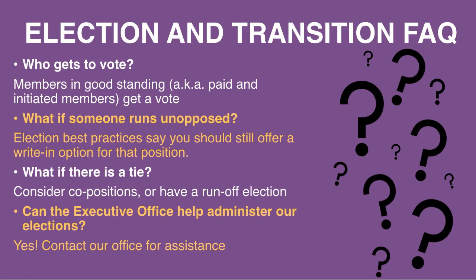Last, let's talk about a few frequently asked questions when it comes time to holding your elections and transitions. First, one of the biggest questions we get is, who gets to vote? Members in good standing are defined as paid and initiated members and should be voting in your chapter elections. If members have not yet paid the international initiation fee, then they should pay that before being permitted to vote. Please be flexible for some to join right before elections, and make sure that they are still able to do that.